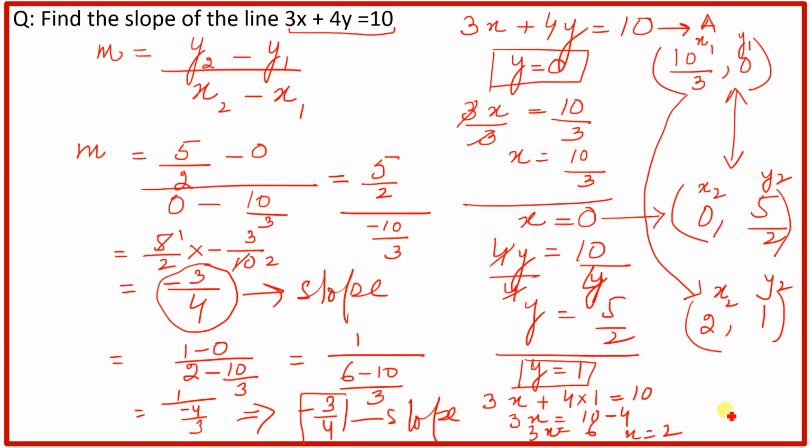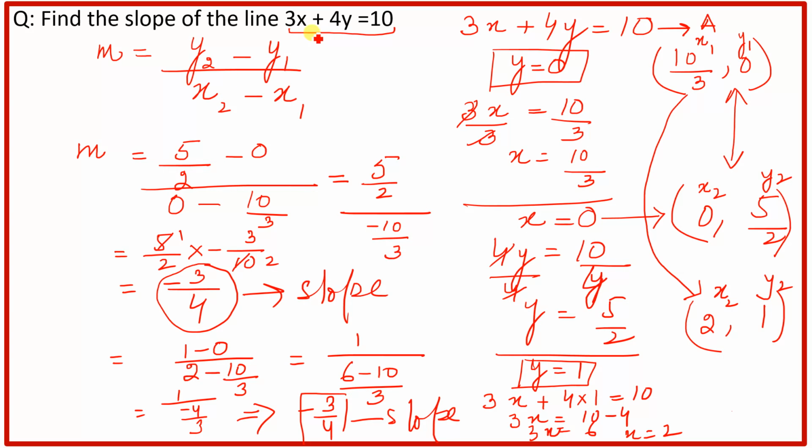If suppose you have 4 solution sets, you can take the 4th one and 3rd one, or 4th one and 2nd one. The slope will remain the same. The coordinates, the values of y2 and y1 and x2 and x1, these will vary, but slope will remain the same.